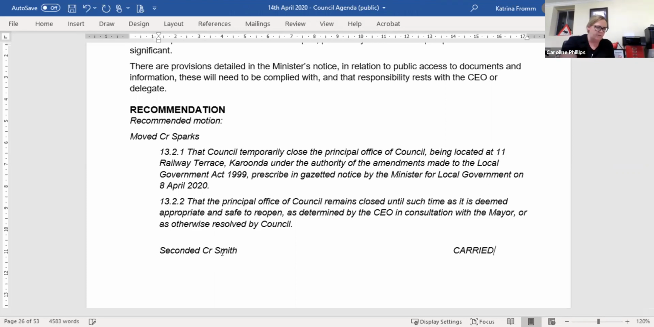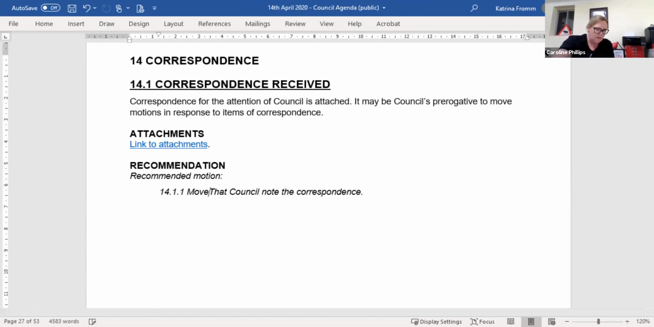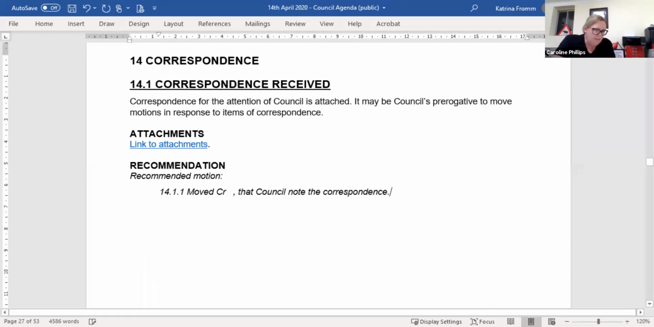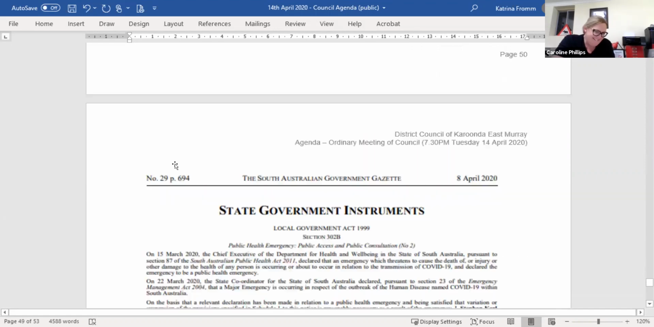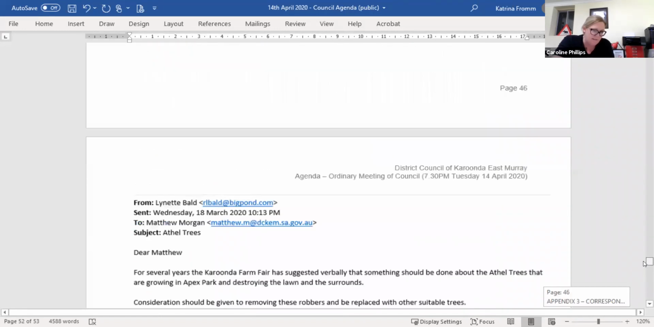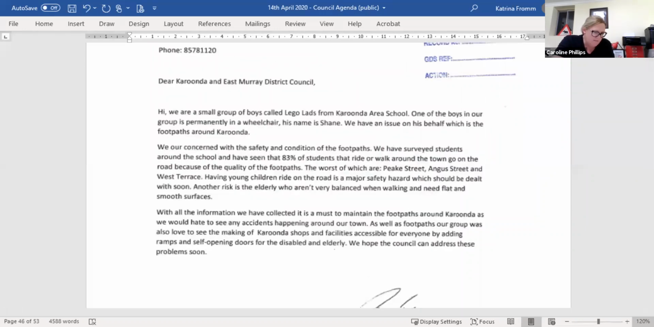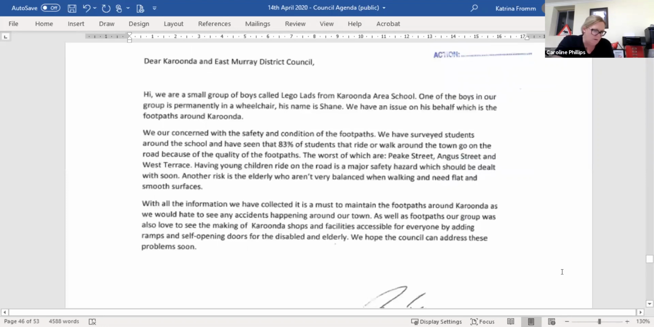We'll then move on to correspondence, 14.1. We've got a couple of items here from the Lego lads. Are you with me, Katrina? Getting there. Okay, so it's a message that's been sent to us from some of the students at the school relating to footpaths. They're concerned with the safety and condition of the footpaths, and they've surveyed some students from around the school, and found that 83% of them who ride or walk around the town go on the road because of the quality of the footpaths. They've given some indication of where the issues are. So basically drawing it to our attention.